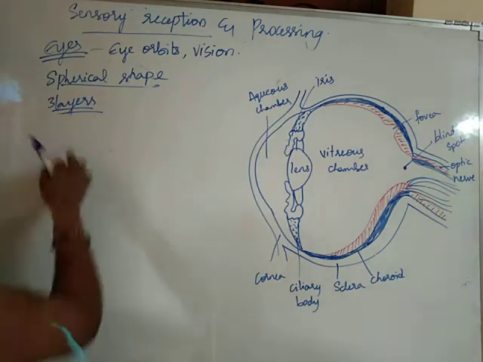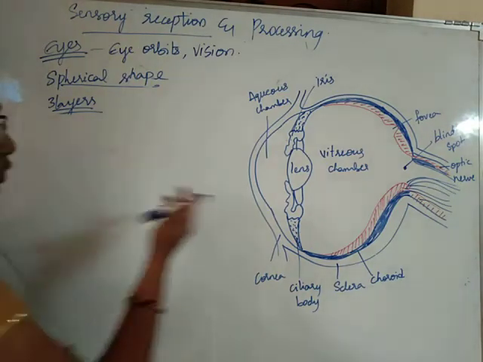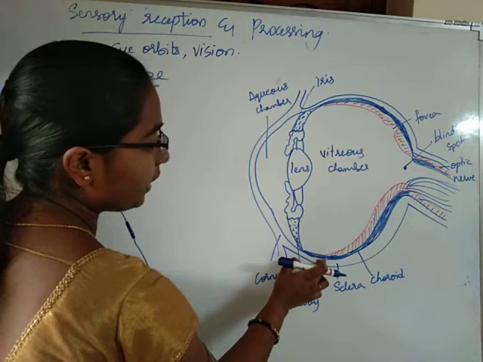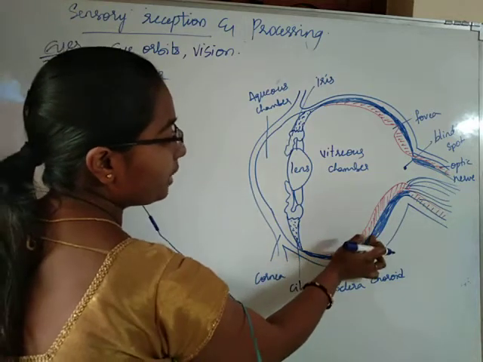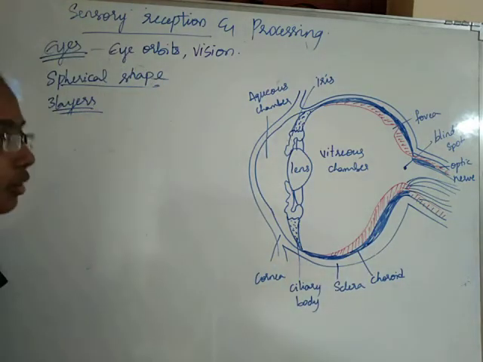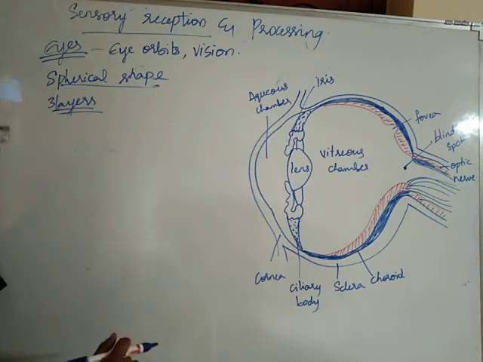And you can observe that there are 3 layers in the eye. So the eye consists of 3 layers. I have marked them as a plain layer, a deep blue layer and a red layer, okay.